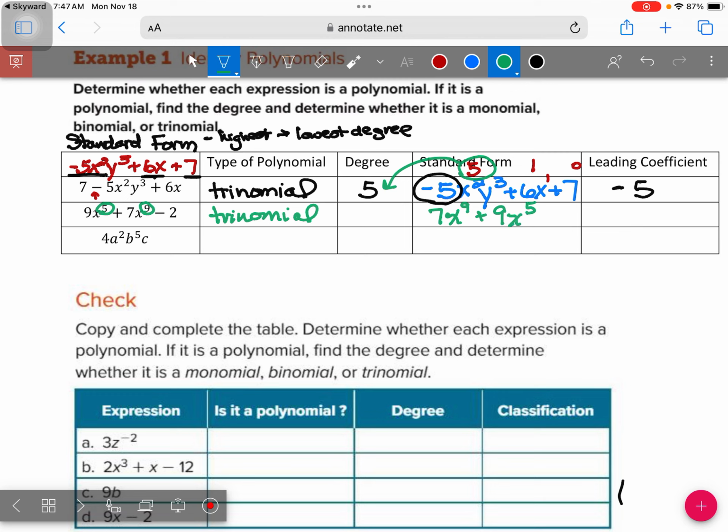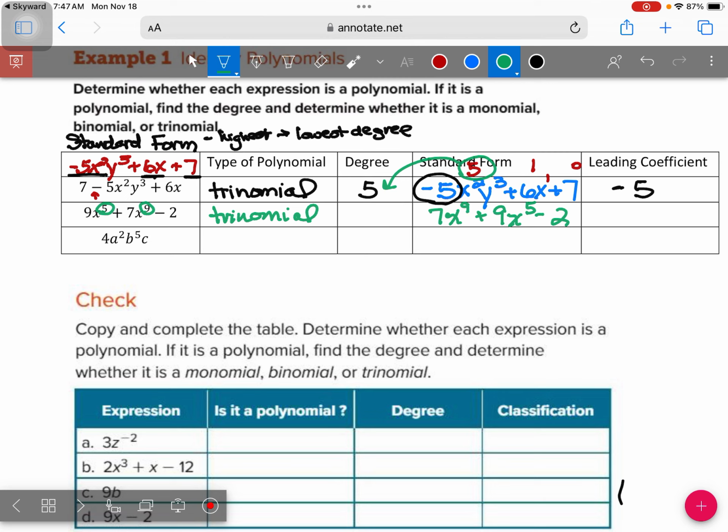Why you put the 7 first? Because it has an x to the 9th power. You want the one with the greatest degree, the greatest of all of the exponents, to go first. Good question. So 7x to the 9th plus 9x to the 5th minus 2.